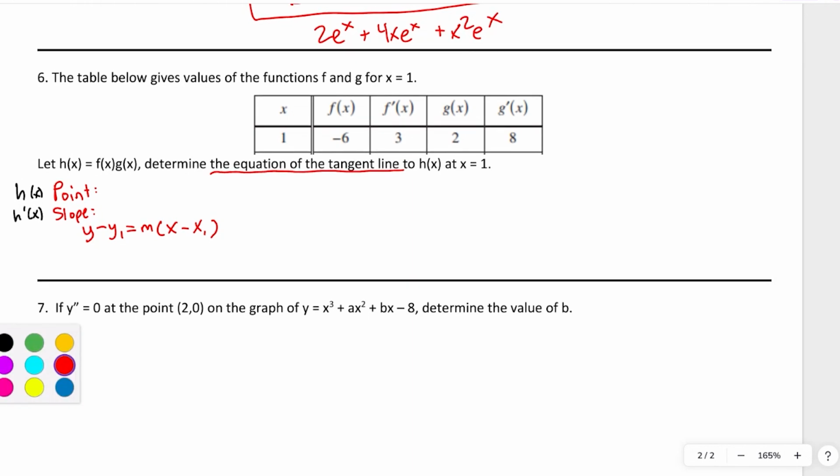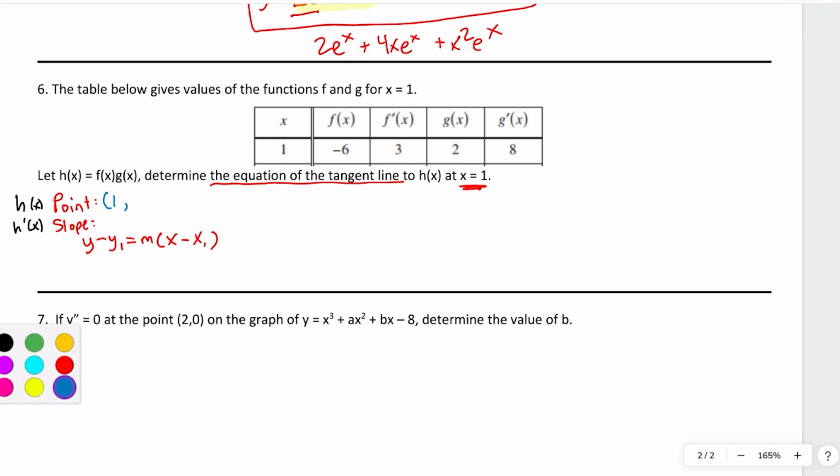So first, let's find that point at x equals 1. So we know that our x coordinate is going to be 1. And to find the y, we're just going to substitute 1 into the function h. So we're going to find h of 1, which is f of 1 times, not h, g of 1.